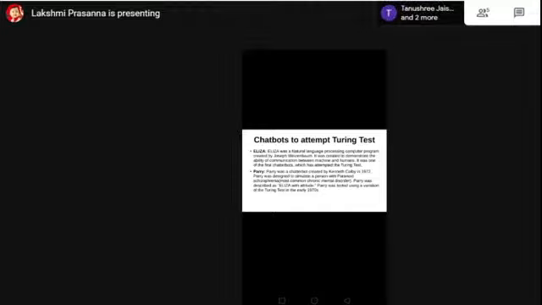Parry was a chatterbot created by Kenneth Colby in 1972. Parry was designed to simulate a person with paranoid schizophrenia, the most common chronic mental disorder. Simply, we can say that Parry was described as Eliza with attitude. Parry was tested using a variation of the Turing test in the early 1970s.